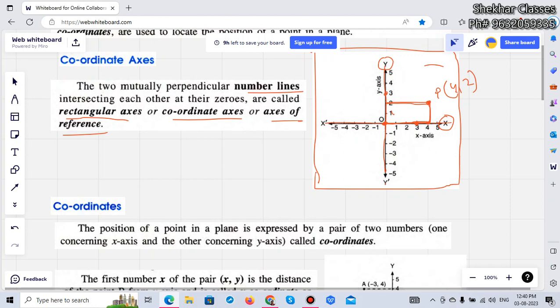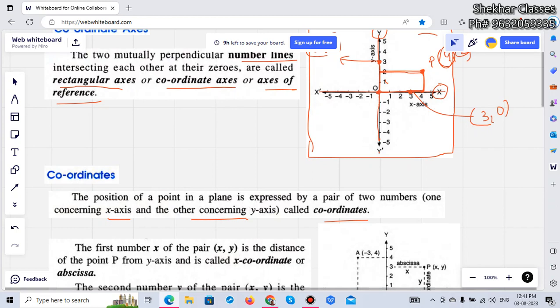The position of a point in the plane is expressed by a pair of two numbers, one concerning the x-axis, another concerning the y-axis. We call this a coordinate. So this 4 and 2 are coordinates here. For this one it would be 3 and 0, and for this it would be 0 and 3. These are coordinates, a pair of numbers.